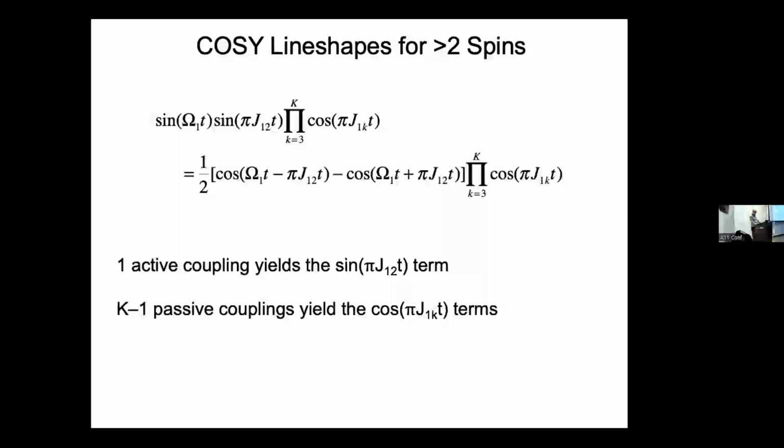Here are line shapes if we have more than two spins. Again, these have all been tabulated. There are papers that work out all the various coupling partners.